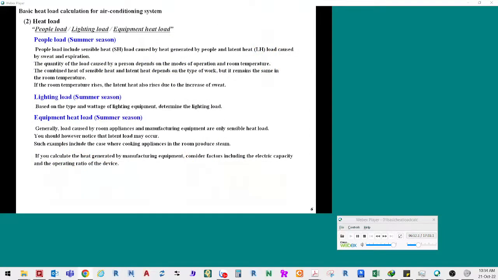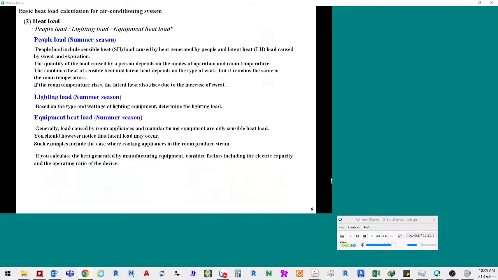Heat load generated in the room includes people load, lighting load, and equipment heat load. Those loads are factors in heat gain, so we consider them only as cooling load. People load includes sensible heat load caused by heat generated by people and latent heat load caused by sweat and expiration. The quantity of the load caused by a person depends on the mode of operation and room temperature.